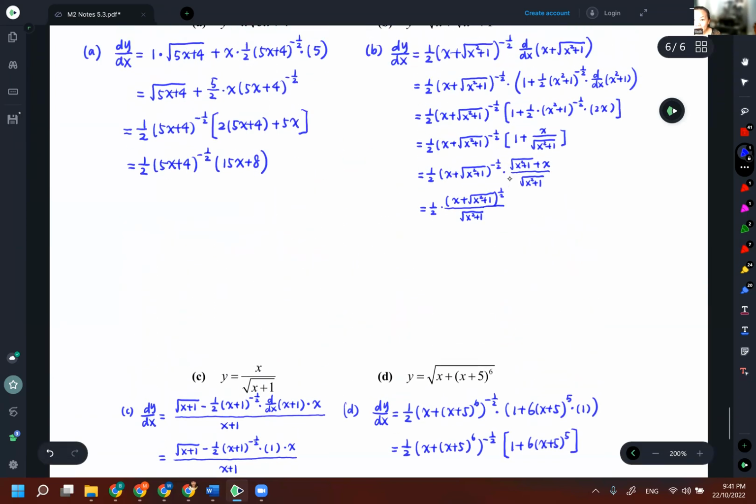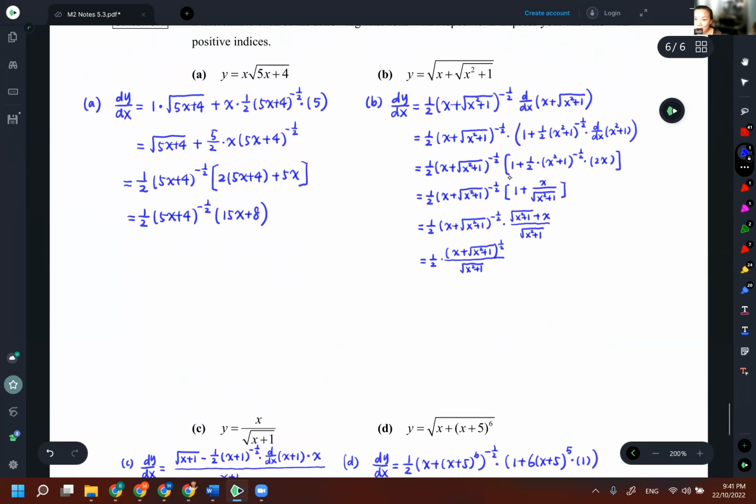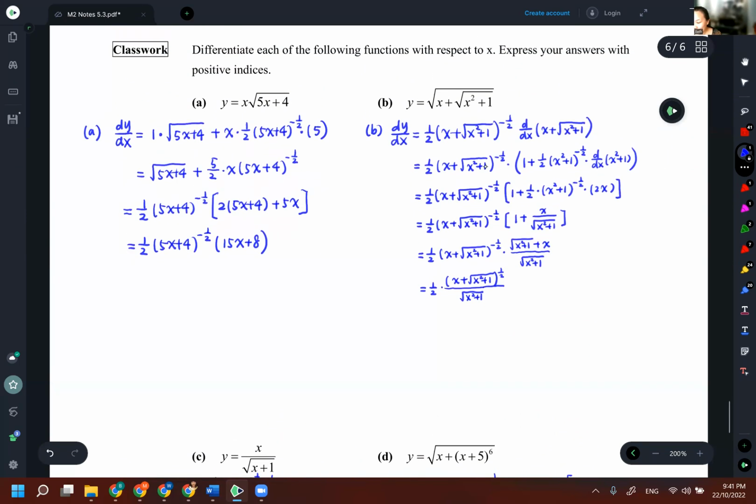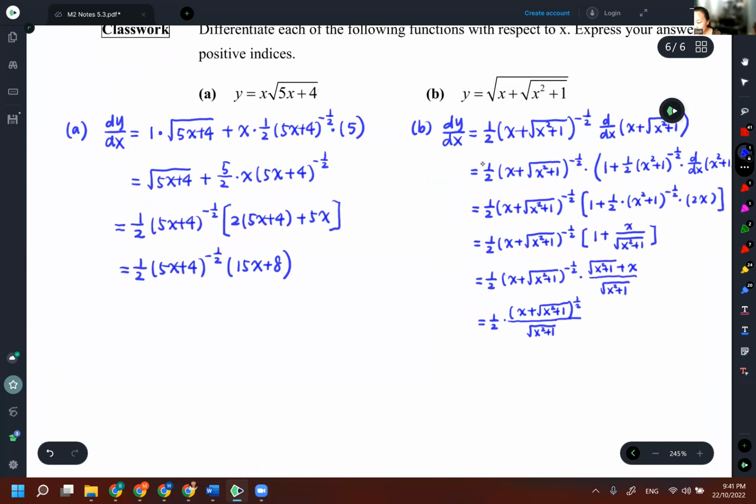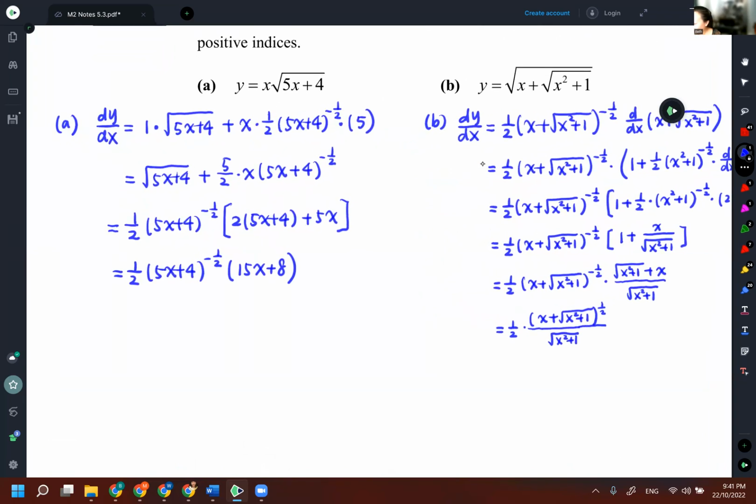Now you need to stop now. Stop. Stop. Now let's look at the answers. Now this time I didn't write so many steps. Technically, you don't have to write so many steps. It can be done in one go. The differentiation part can be done in one go.